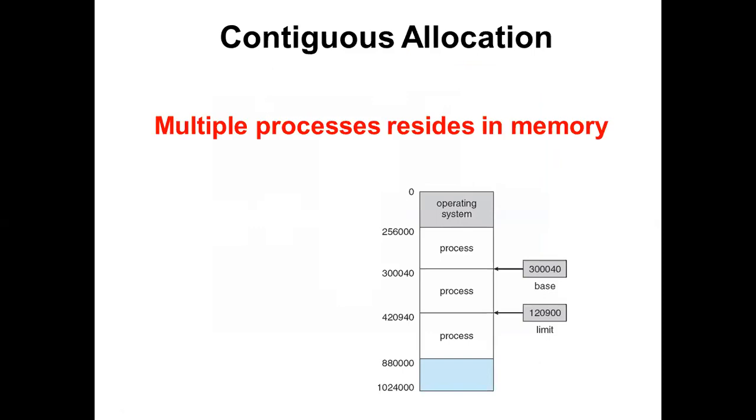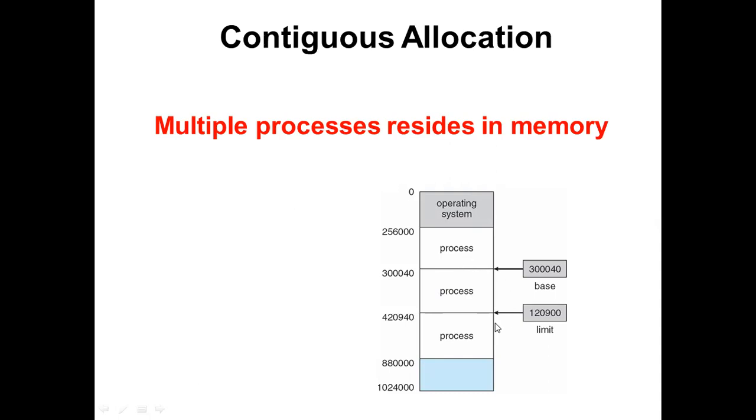Now, what is the contiguous allocation? What is the contiguous memory? Multiple processes reside in memory. You can see here, this is the occupied area, and this is the unused area. This is the first area occupied by process one, and this is process two and process three.